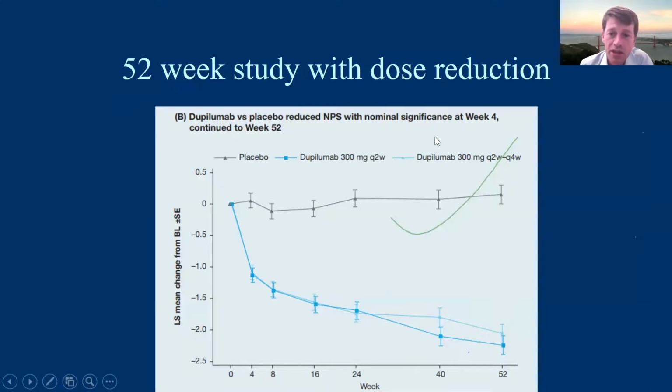This dose decrease is not approved by the FDA. So this is not an approved treatment, whereas the every 2-week treatment is the approved dosing even after 24 weeks.